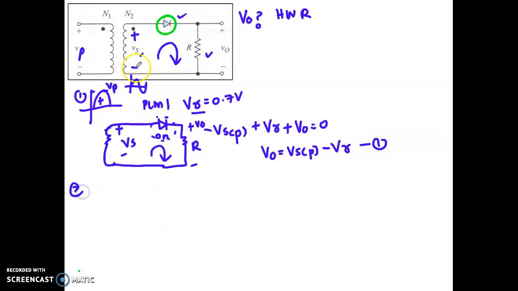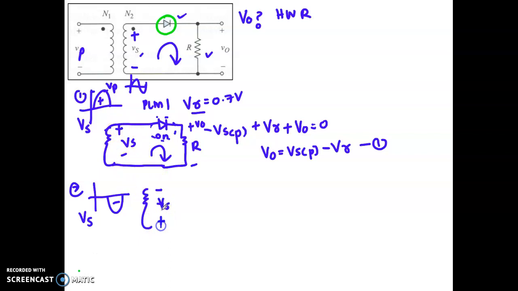Now let's move to the input back. So how about the negative cycle? This is your Vs, right? At the negative cycle, what you need to change here, instead of plus here, you need to change to minus here.